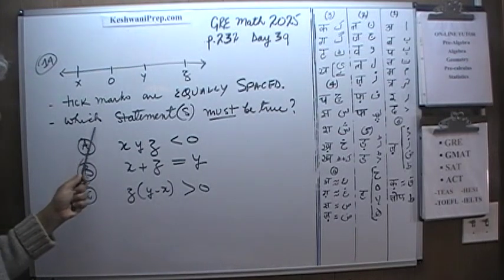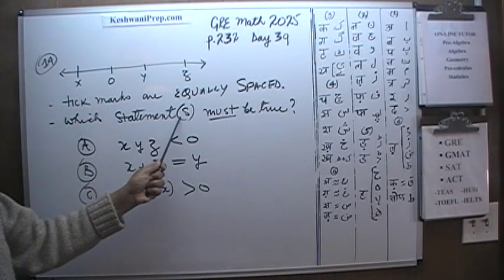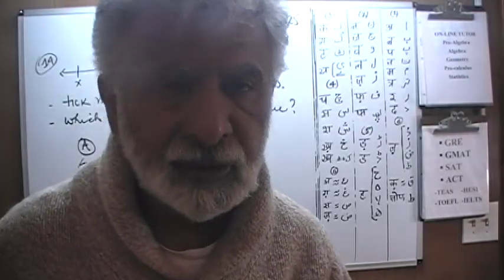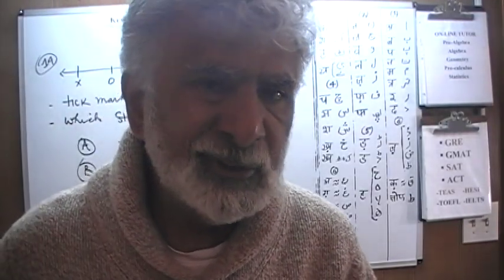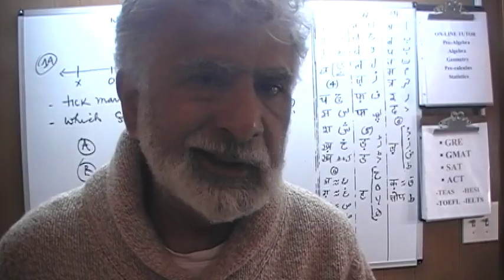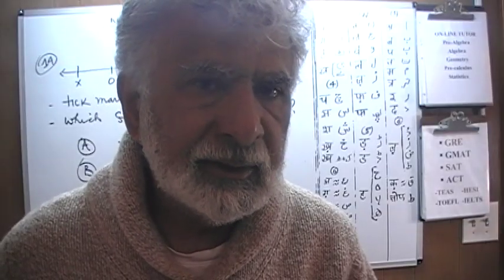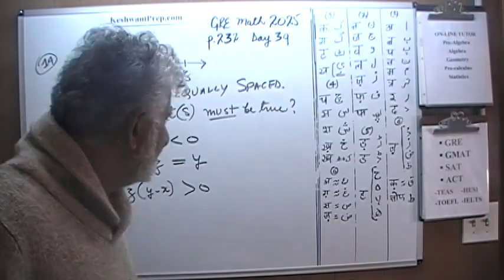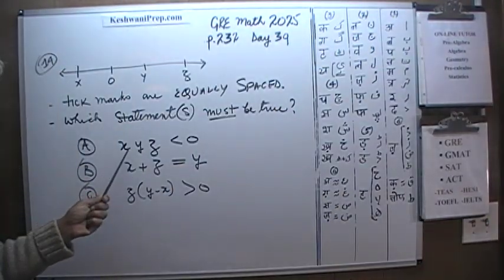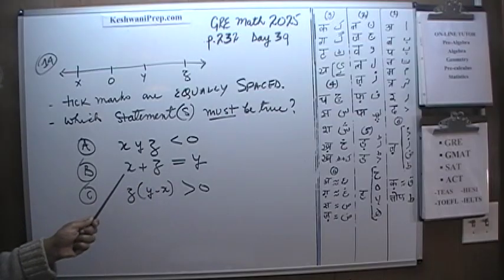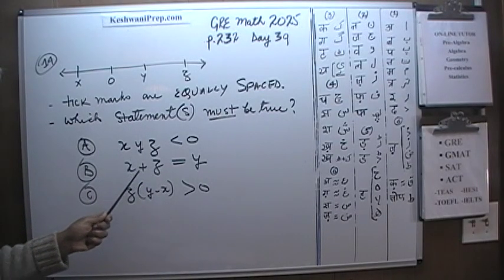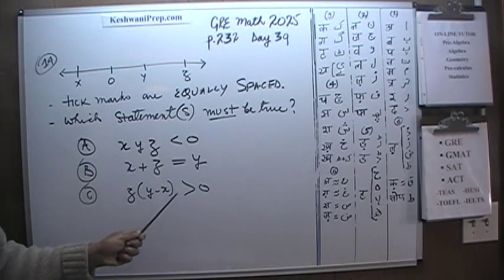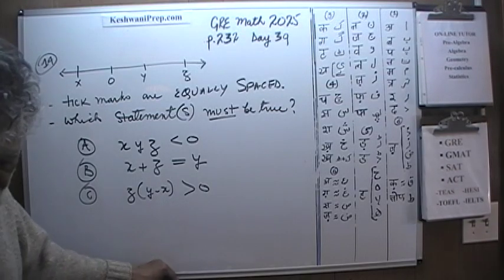The question simply is, which statement or statements must be true? This question has more than one right answer. We are given 3 statements, A, B, and C. We are to pick all the statements that must be true. Not may be true, but must be true. Here's the first statement. We are told that the product of x, y, and z is negative. The second statement tells us that x plus z is equal to y. The third statement tells us that z times (y minus x) is positive. Go ahead, pause the video and do it yourself.